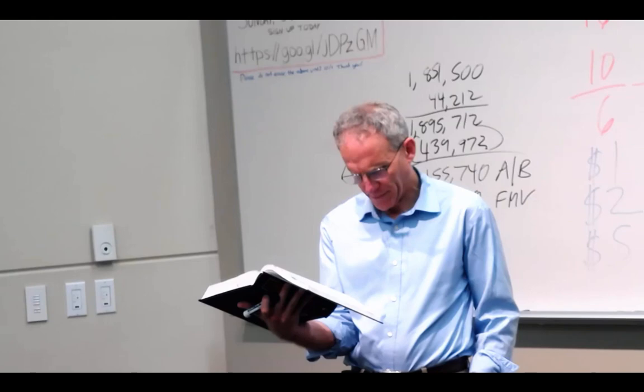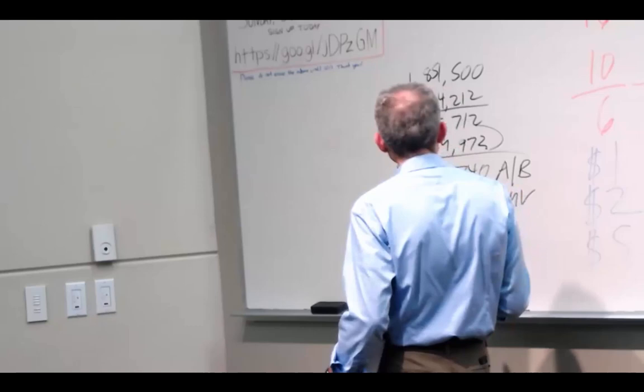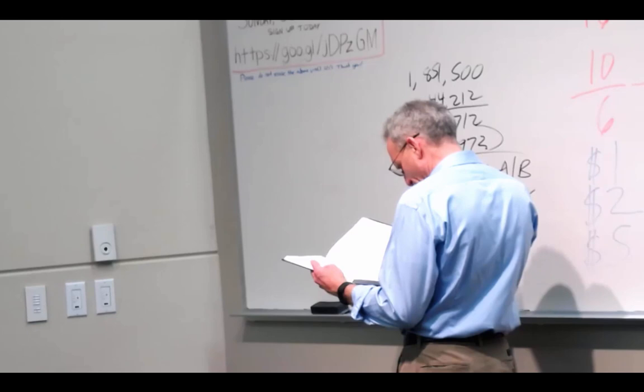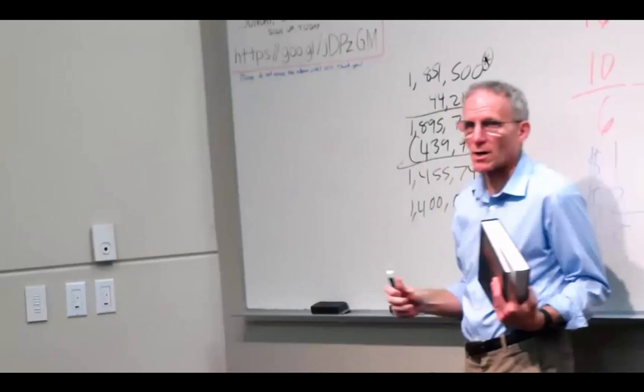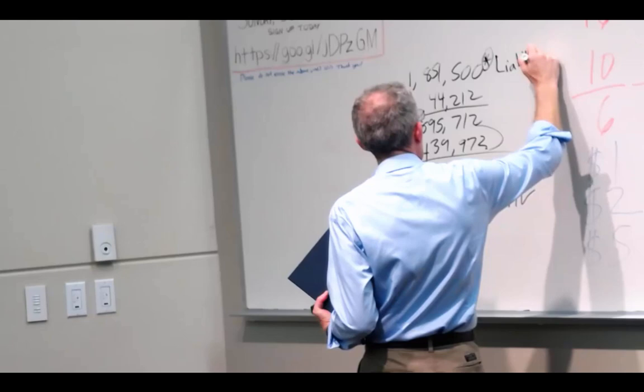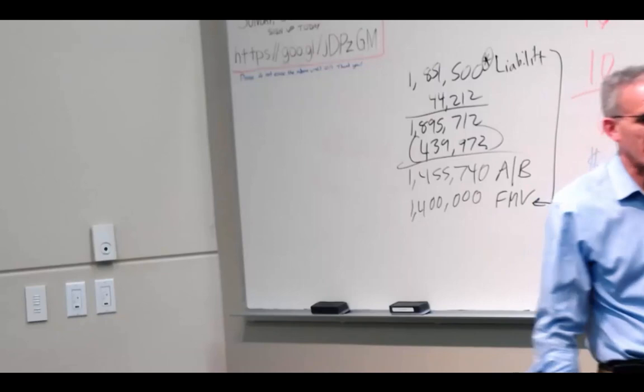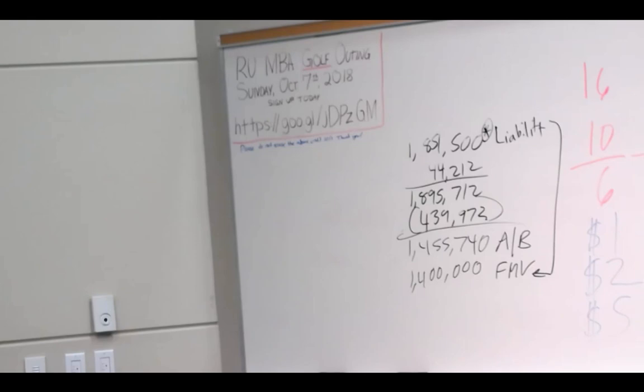Because the liability on the property remained at this number. This property was underwater. This is the liability, and this is the fair market value, so the property's underwater. And they walk away from the property. They say to the bank, have a nice day, here's the deed.